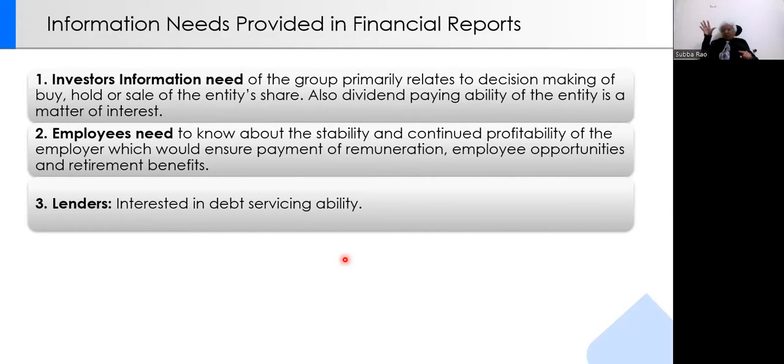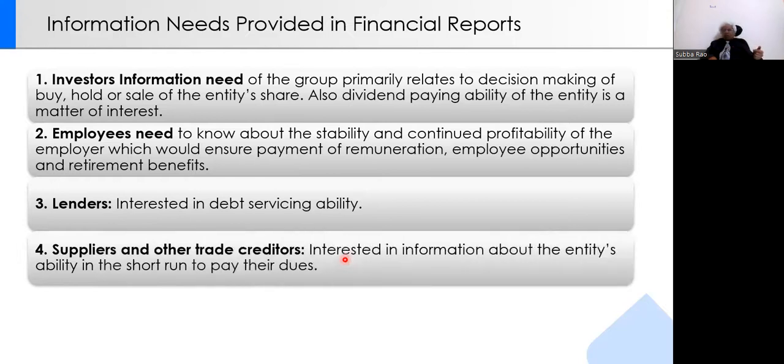We'll learn a lot on this, separate ratios on DSCR, the debt service coverage ratio, and the interest coverage ratio, how many times the interest is covered after incurring all the expenditure. So investors, employees, lenders. Then come suppliers and trade creditors. Why? They must have this information on whether they will be able to pay me my money. Suppliers, I have given on trade credit.